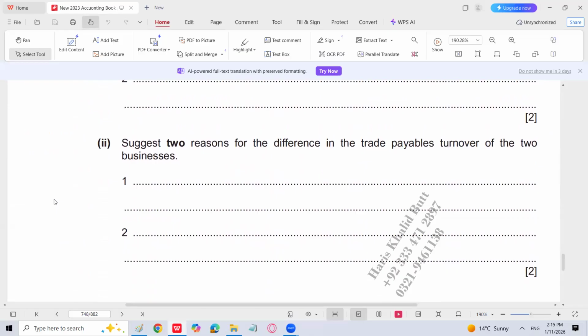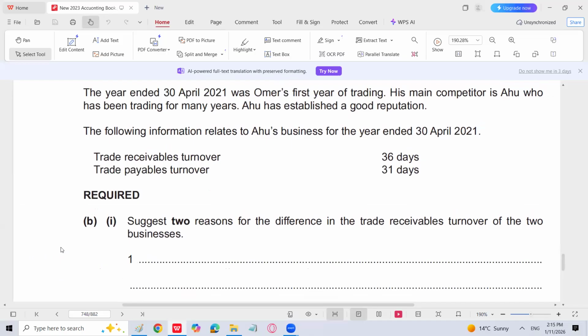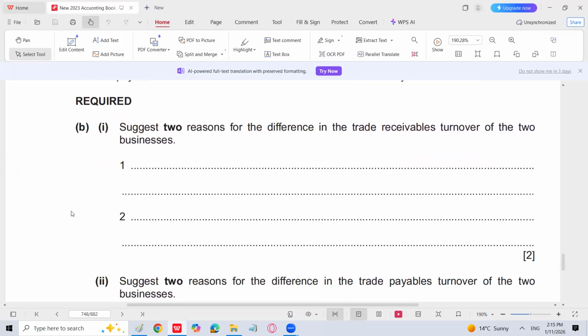State two reasons for the difference in the trade payable turnover ratio of the two businesses. Again, the same thing. It is 31 and for us it was 22, right? So the same thing applies over here: trade payables are higher, in total amount, because he is purchasing the goods on credit. That is why the amount of trade payables for Ahu is higher, trade payable over credit purchases. And credit purchases are on the lower side. Means he is purchasing more on credit and making the payment to the trade payables at a later stage. That is the difference between the two.